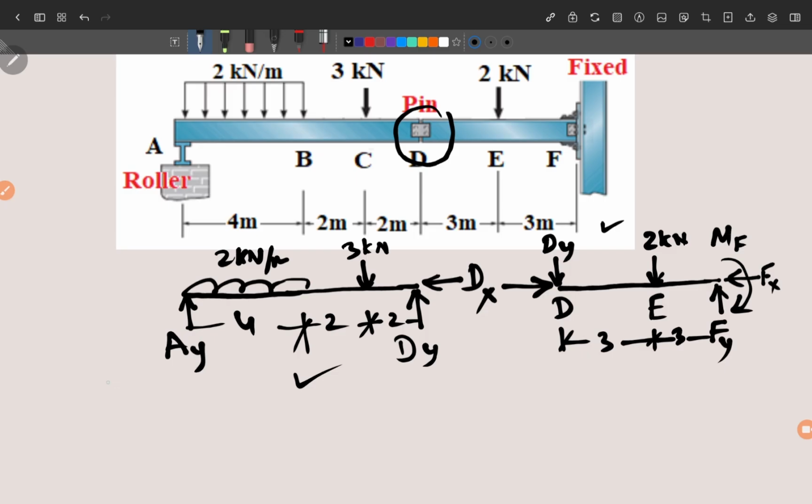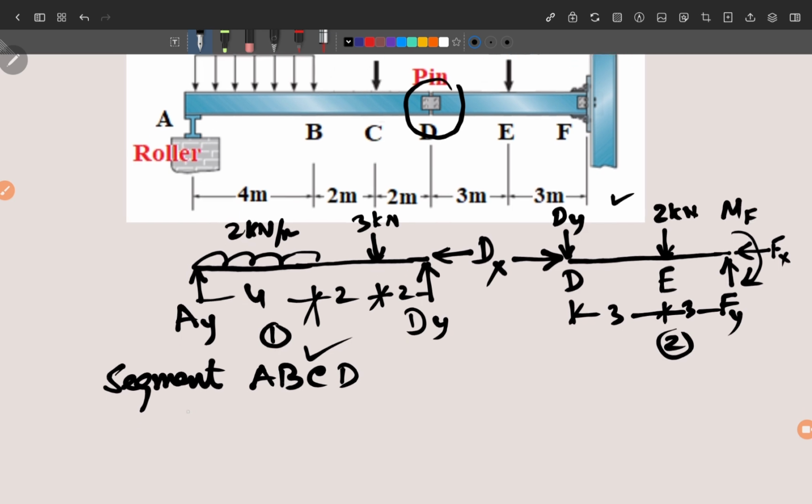So you can say that we will work on this as our first part, and this as the second part. So segment A, B, C, D. Now we are dealing with it.